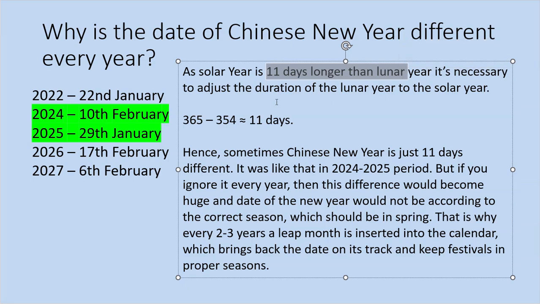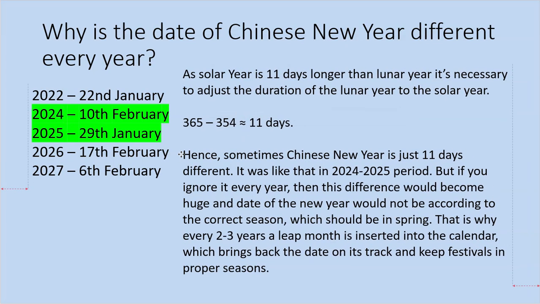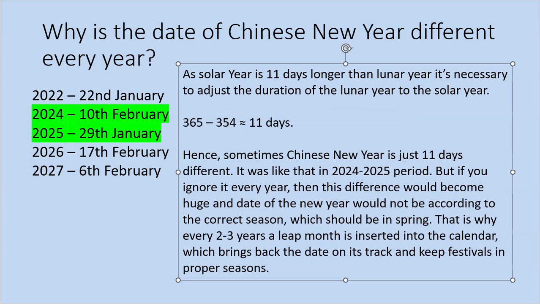Therefore, it is necessary to adjust the duration of the lunar year to the solar year. See the calculation: this is the solar year, this is the lunar year, so the Chinese year is 11 days shorter. And this 11 days can sometimes be visible, hence sometimes Chinese New Year is 11 days different. It was like that in the 2024-2025 period.